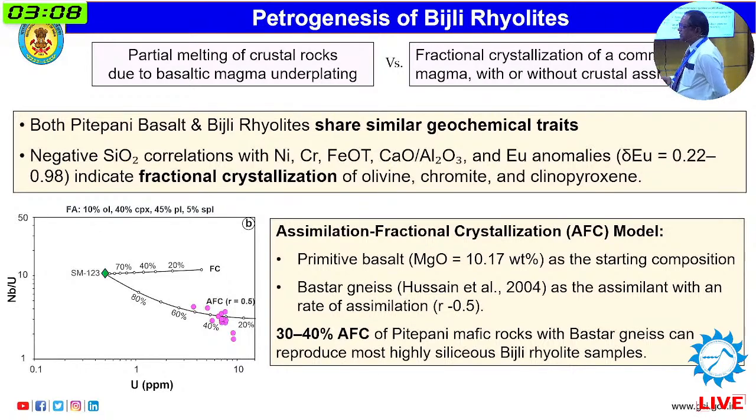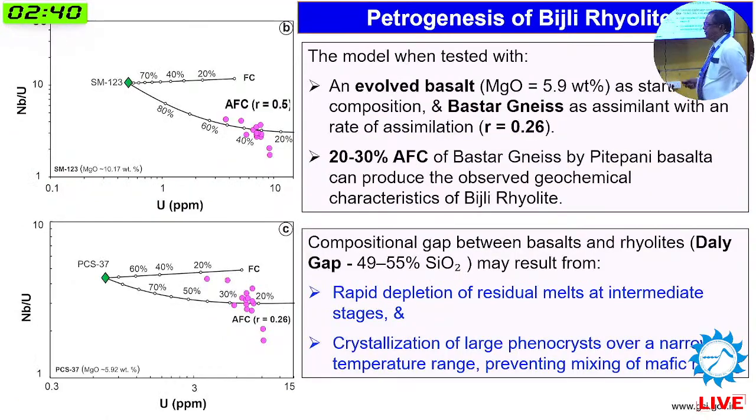This AFC model says that initially we have taken a primitive basalt with MgO around 10%, and we try to mix it with the Bastar gneiss, and we could see that this composition of the rhyolites can be achieved with 30 to 40% AFC of the Pitapani volcanics with Bastar gneiss, but the r rate is 0.5, which is normally not very acceptable.